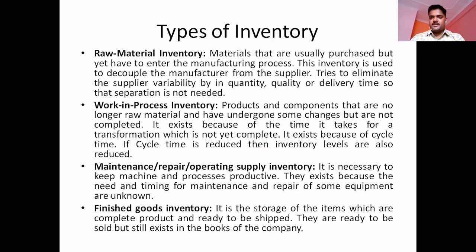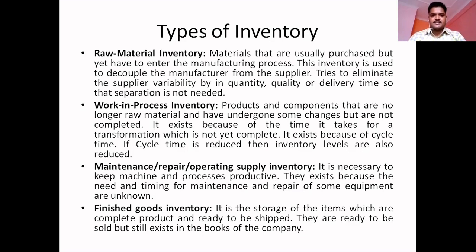As you know, every product has a different cycle time or a different time for transforming the materials into the final product. So it's just because of the cycle time. So if the cycle time is reduced, then inventory levels are also reduced. Then the next is maintenance, repair, or operating supply inventory. So maintenance, repair, operating supply inventories are necessary to keep machines and processes productive.